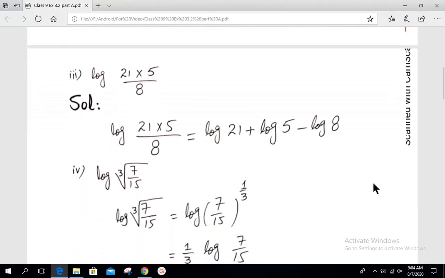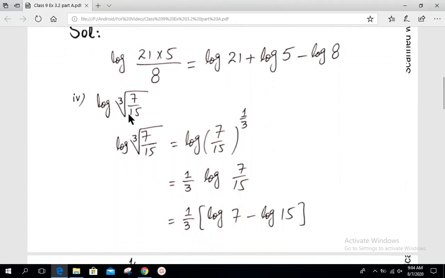Moving to the next part number 4. Log of cube root of 7 over 15. Solution, it can be written as log of cube root of 7 over 15. Viewers, you know very well cube root means the exponent is 1 by 3. So changing the sign of radical, that is cube root sign, we write the exponent, that is 1 by 3. Now have a look at this. It is of the frame of third law of logarithm, that is this is some value whole power n.